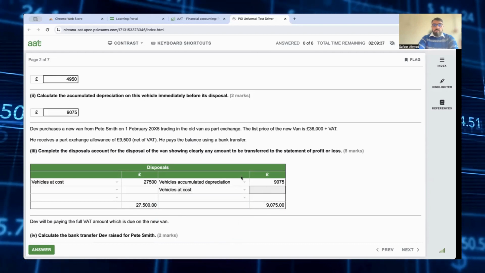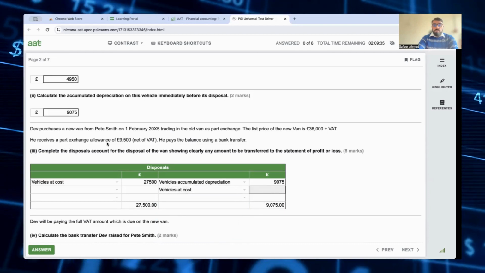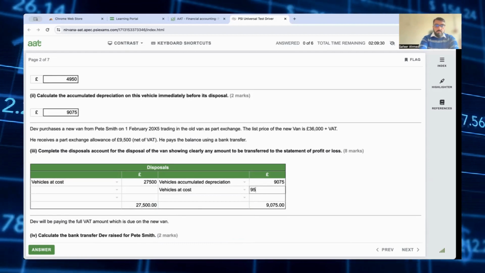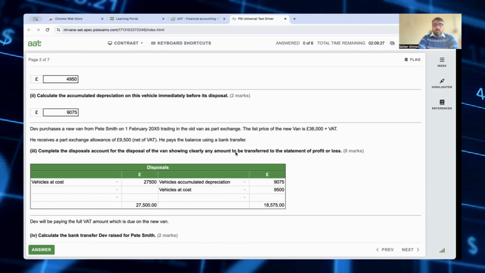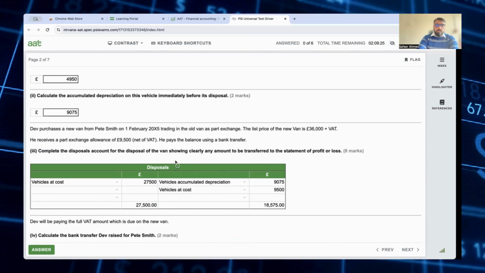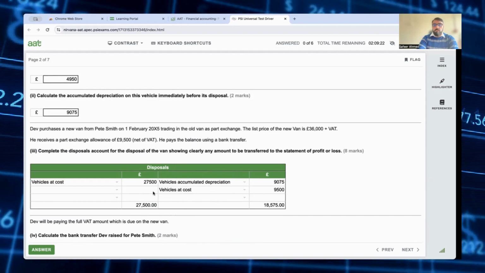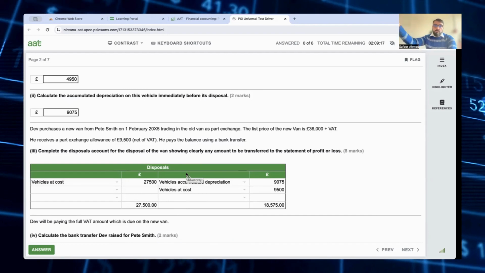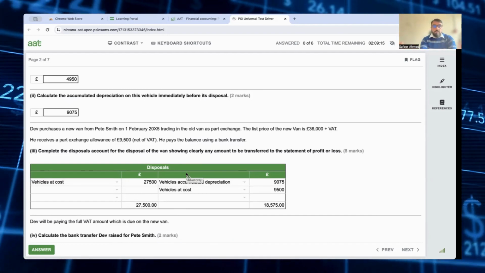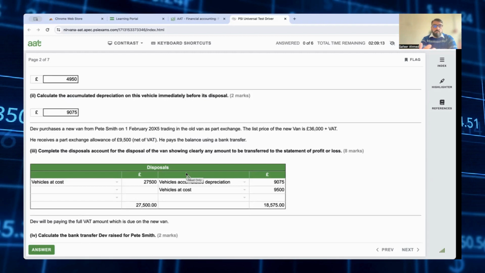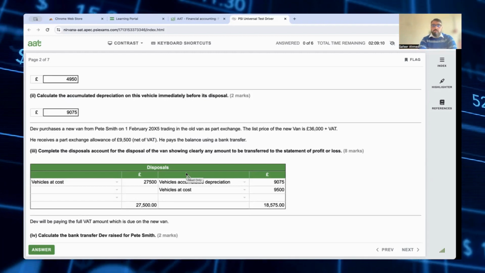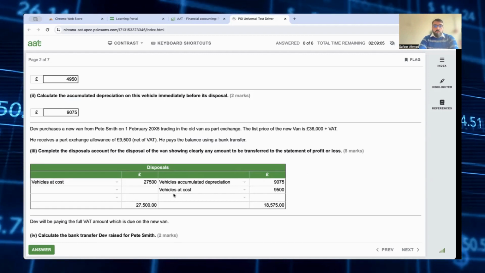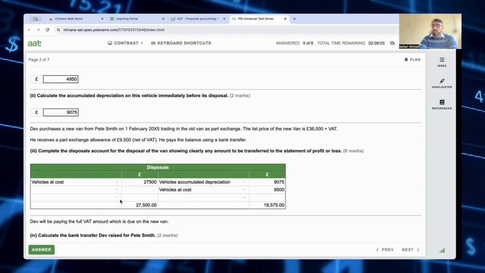Okay. And as you can see, he receives a part exchange allowance of 9,500 net of VAT, so which will be 9,500. Now, if it was including VAT, remember that the values we will record here are going to be the exclusive of VAT amount, because VAT, we remember, we tackle that separately as part of the VAT submissions, VAT returns, VAT control account for the internal records. Okay, now, so this will give us either profit or loss.